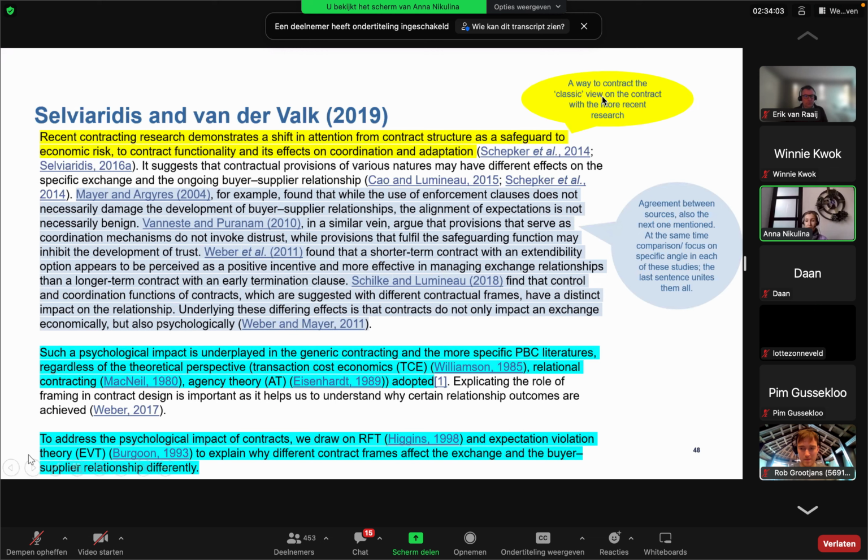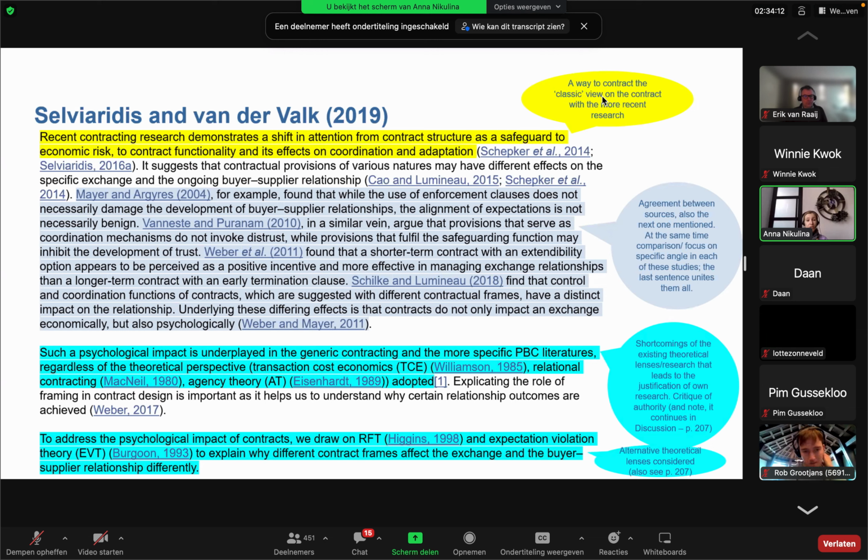And then lastly, what I highlighted in blue here is that they also explain that the existing research is not providing enough grounds for answering the questions that they want to answer. They have not been able to find an explanation of the psychological impact of contracts in the current literature. So that's why they want to do something else. Here they want to bring new theories, because the current ones are not explaining it, and that's basically a critique of authority, as these theories are really the key ones for explaining contracts.